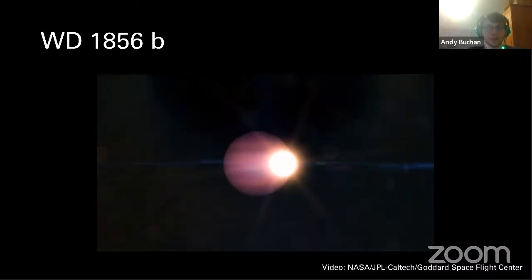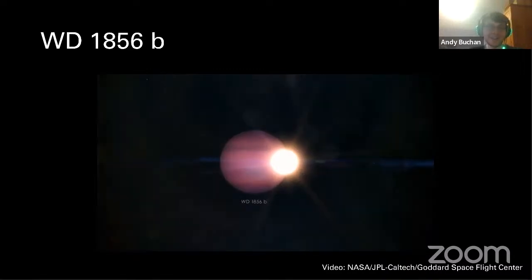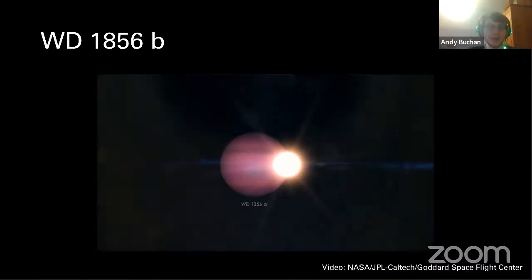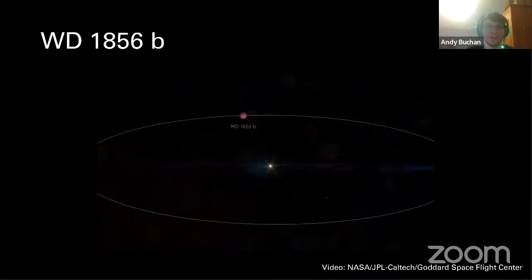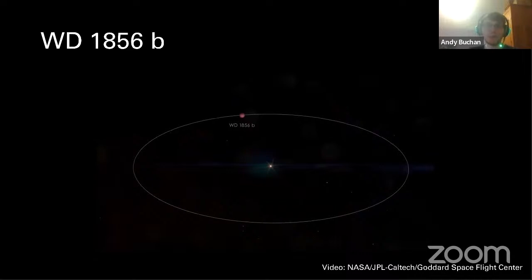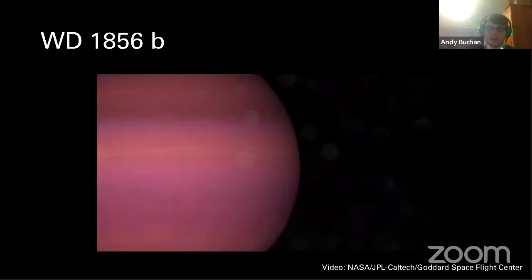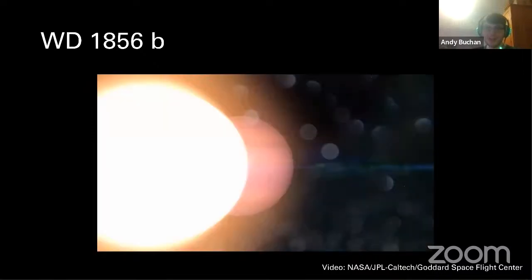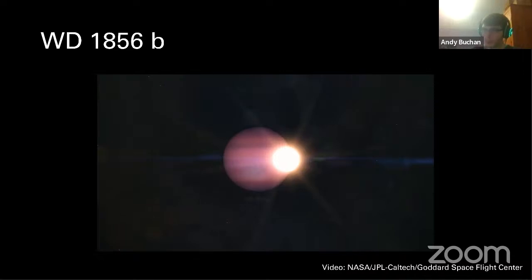So the white dwarf is called WD1856. It's about 80 light years away. And the planet is called WD1856b. Now, the planet is roughly the size of Jupiter. And remember that white dwarfs are the size of Earth. So that means that the planet is actually substantially larger than the white dwarf it orbits, which is really weird, but really cool.